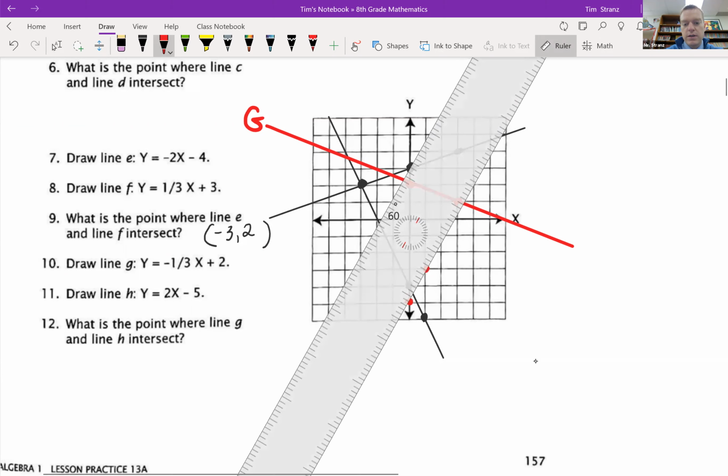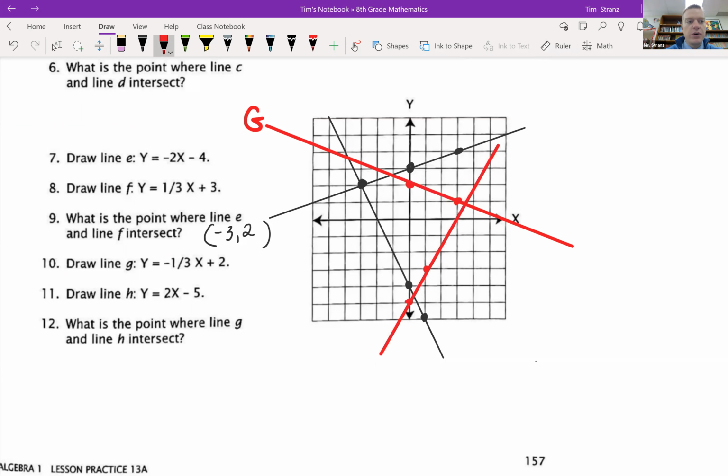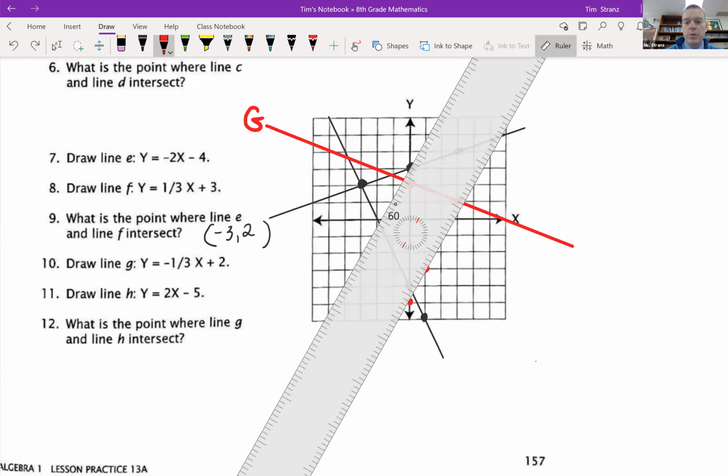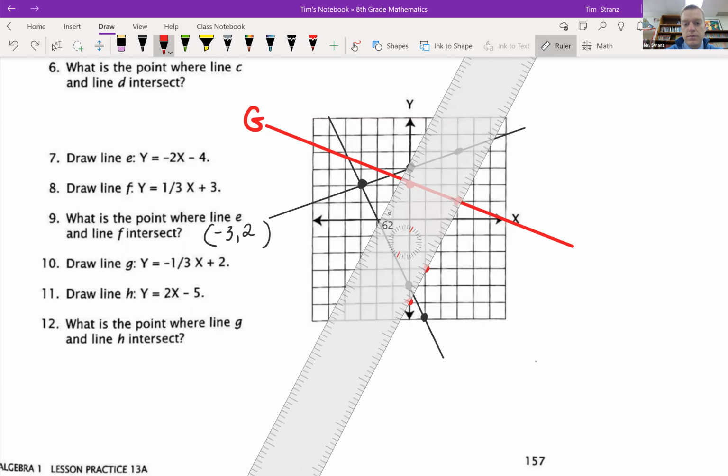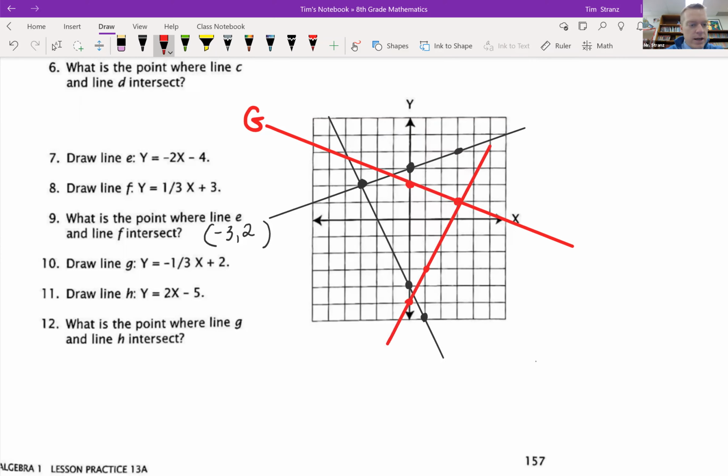Got to get it perfect. Okay. That was not perfect by any means. Let's try that one more time. A little bit better. Okay, and that is going to be line H.